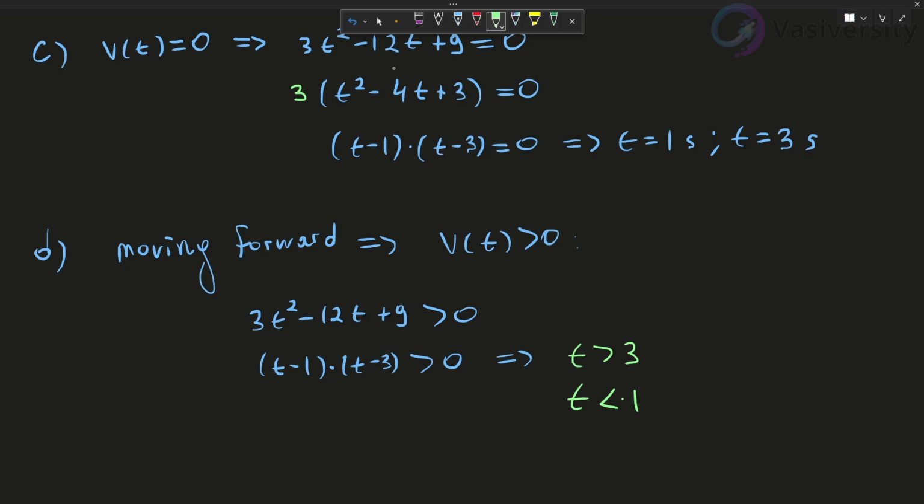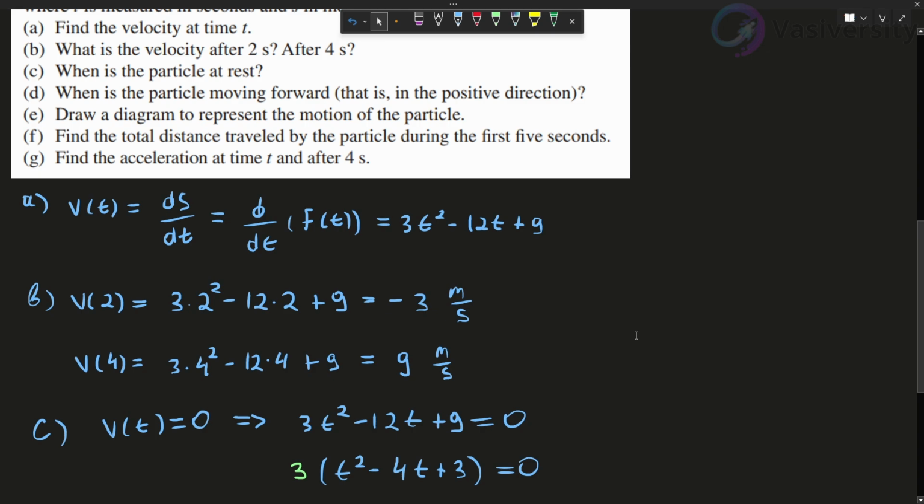So we know that the particle is moving backward between t equals 1 and 3. All right, so other than that, it's going to be moving forward. Alrighty, perfect. Then part E, we want to draw a diagram.